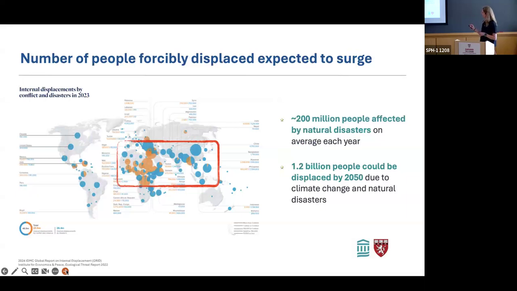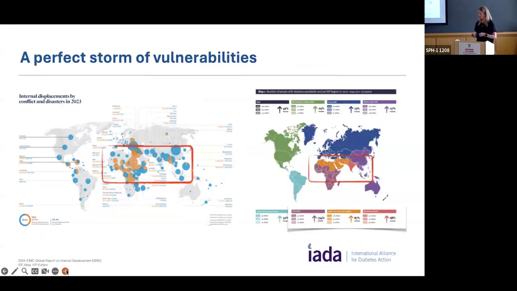And this is a map showing you the parts of the world that are hardest hit by humanitarian crises. The orange is due to natural disasters, the blue due to conflict and violence. There are about 200 million people that are affected by natural disasters each year. And the most recent projections are that 1.2 billion people could be displaced by 2050 due to climate change and natural disasters. So these are huge numbers. And if you look at these two maps, you'll see that those parts of the world where you have the most natural disasters, conflict-affected displacement and diabetes, they overlap almost identically. And so equipping humanitarian providers and countries to manage NCDs and diabetes is critically important.